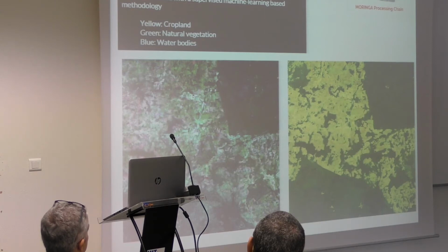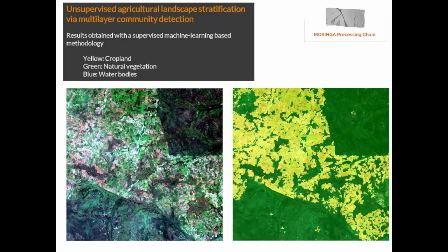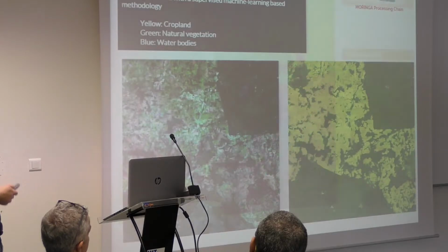So this is a zoom over the Cumbia area. This is the result obtained with a supervised algorithm, where yellow is the cropland, green is natural vegetation like forest, and blue are water bodies. We don't have any water body here, basically.